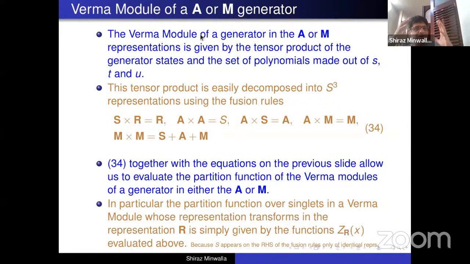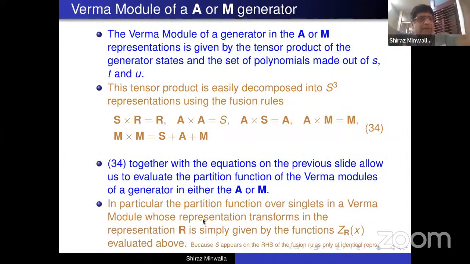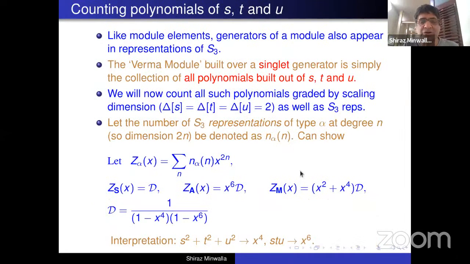So suppose we take the Verma module of a primary that's in some representation, and then you fuse with the set of the representations you get from polynomials. Let's say we took a Verma module where the generator was in the M representation, and then we fused with the content of the state space of polynomials of S, T and U. The final singlets we will get are only from this part. And so this quantity gives you the restriction to singlets of the Verma module built on top of a primary in the M representation. So these quantities can also be thought of as the partition function of a module in the S, A, or M representation restricted to singlets.